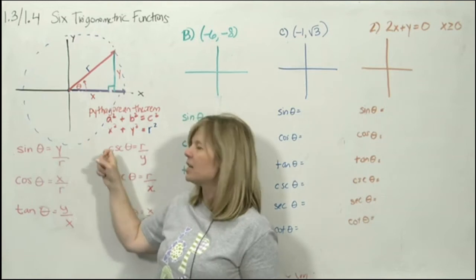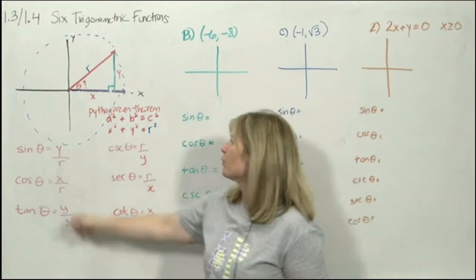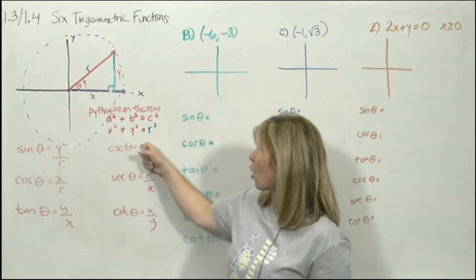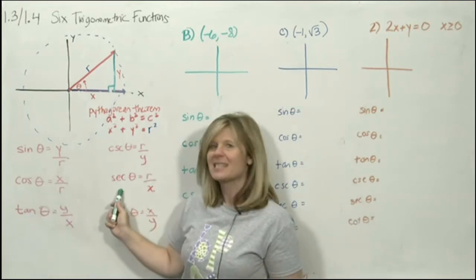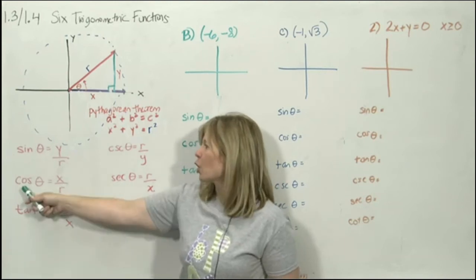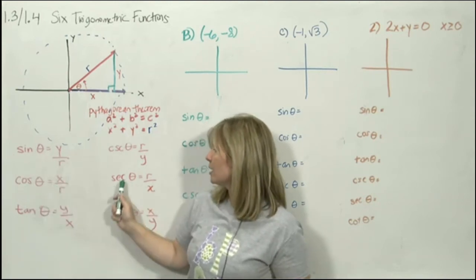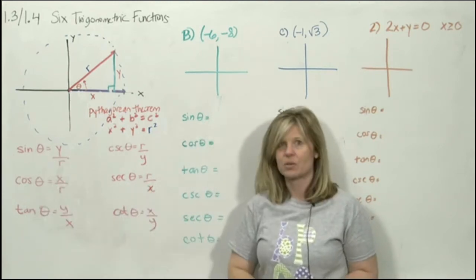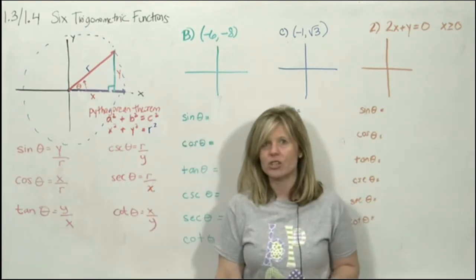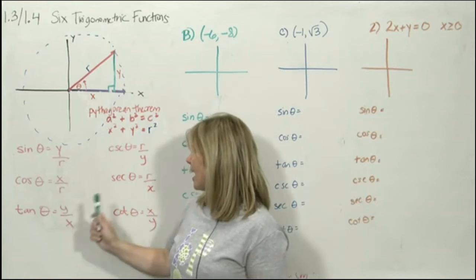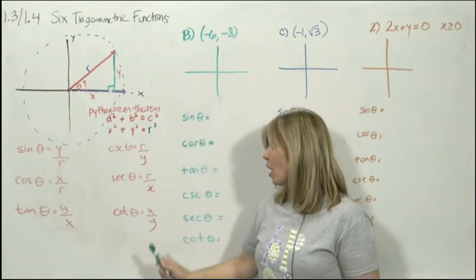Sine and cosecant are reciprocals. So if this is y over r, cosecant is r over y. Cosine is reciprocal with secant. So if cosine's x over r, secant is r over x. And tangent's reciprocal is cotangent. So if tangent's y over x, cotangent is x over y.